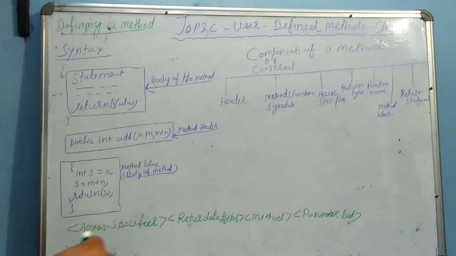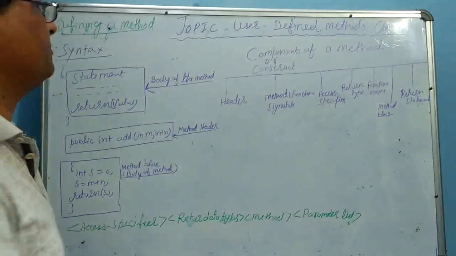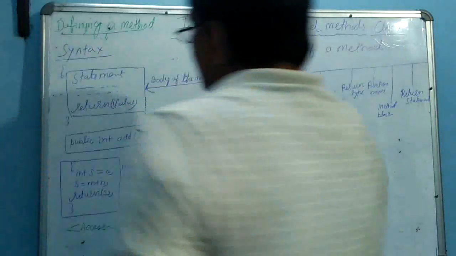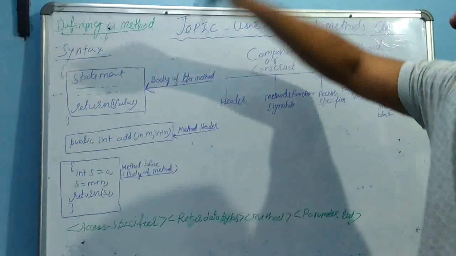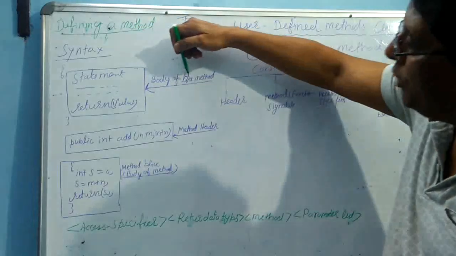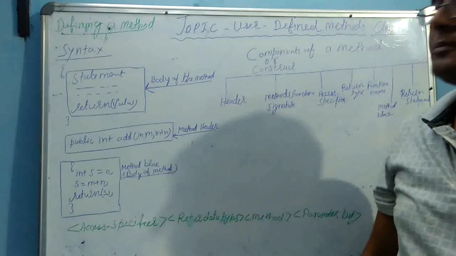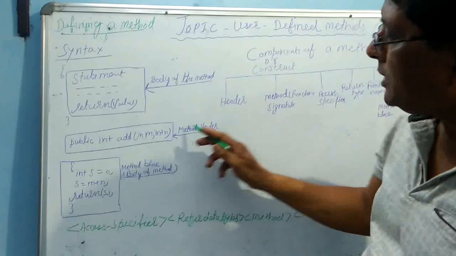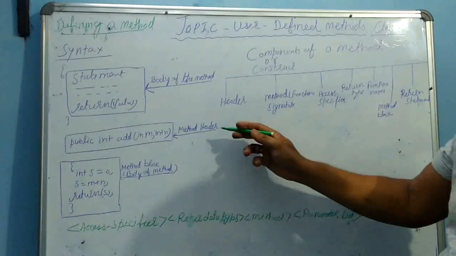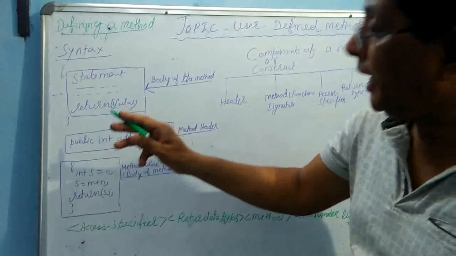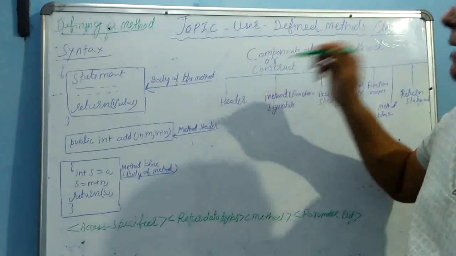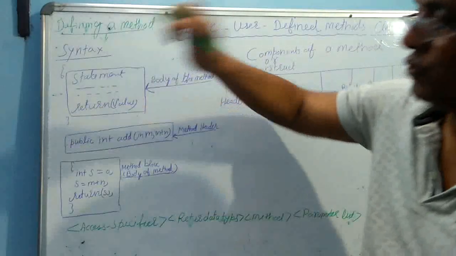When you define a method with parameters, there will be three types of boxes. In the first box we will write the statement, then the return value. That box is called the body of the method. The next box will be the method header. Inside the method header we will define the access specifier, return data type, method and parameters. Everything we will define in this box.